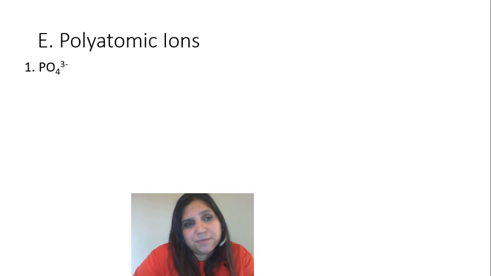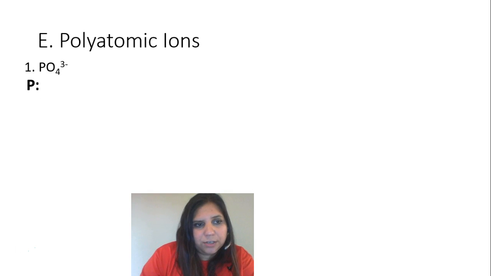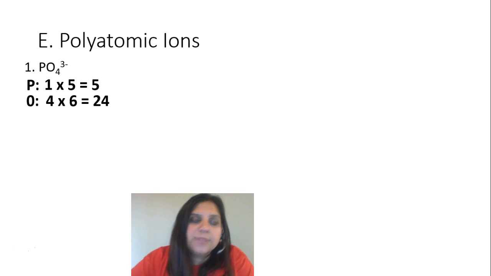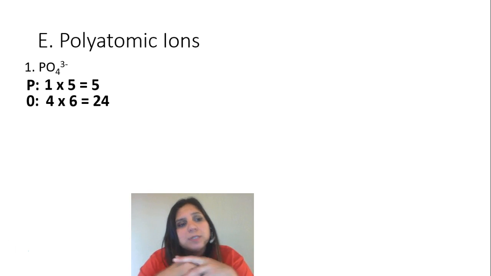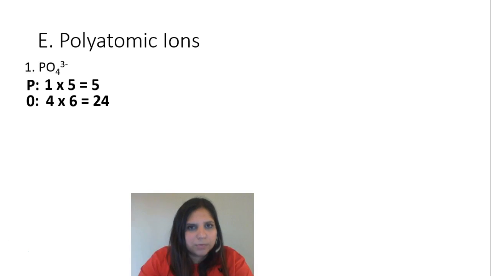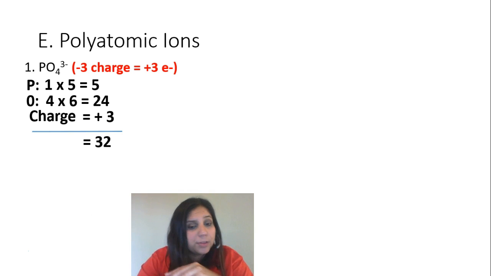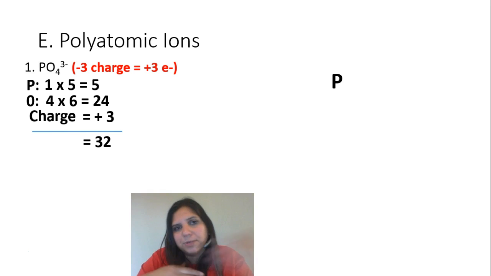So here's our first example, phosphate, PO4 with a 3- charge. So we'll figure out phosphorus and oxygen. There's 4 of them, 6 valence electrons, 24. The only difference here is now we're dealing with something that's charged. And so 3 negative means that it's gained 3 electrons. So we have to worry about that charge. Gained 3 electrons, so we'll add in 3. So that's going to be a total of 32 valence electrons that we're going to move around the molecule. Okay, so the central atom is going to be phosphorus.